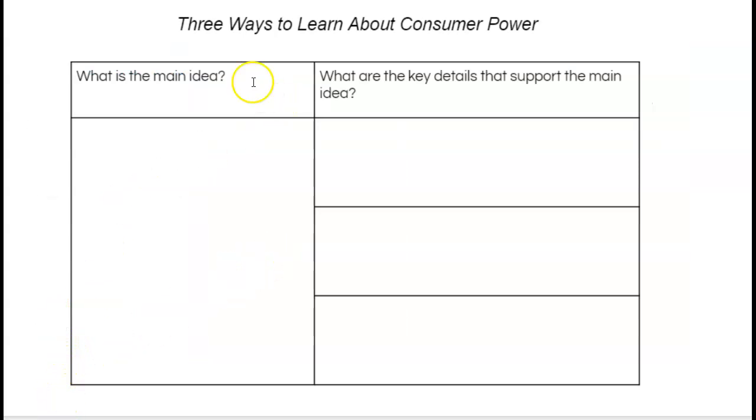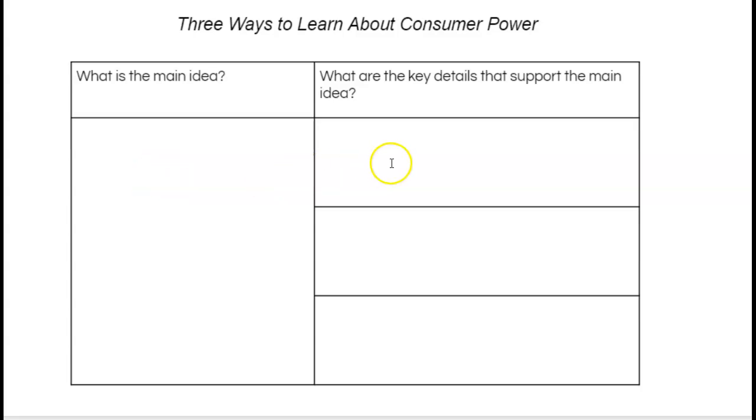All right, friends, let's fill out this graphic organizer. It says 3 ways to learn about consumer power. What is the main idea? Well, what do you think? The main idea of the text is 3 ways to learn about consumer power. Pause this and think about it.